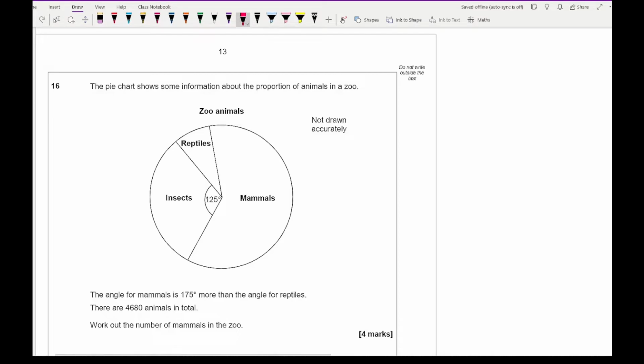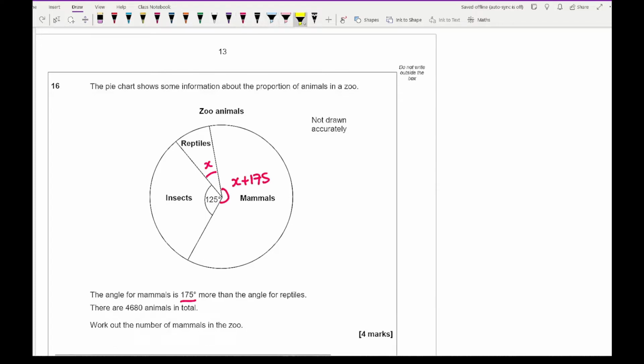Now for this, we don't know what the angle for the reptiles is going to be, so we're going to call that x. But I do know that the angle for the mammals is going to be 175 degrees more, so this is going to be x plus 175.